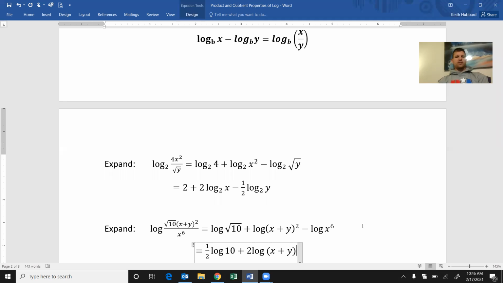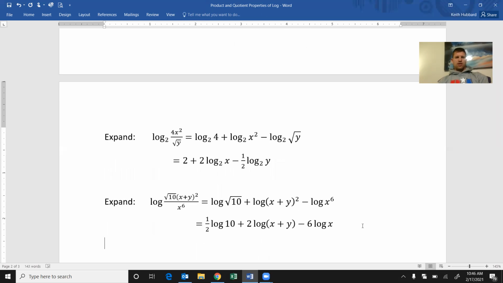You need that parentheses. That's all in the input. Minus 6 log of x. Okay, and then as we mentioned, this last piece can just be simplified to 1/2. Oops, I missed my equal sign. Equals 1/2 plus 2 log of (x plus y) minus 6 log of x.